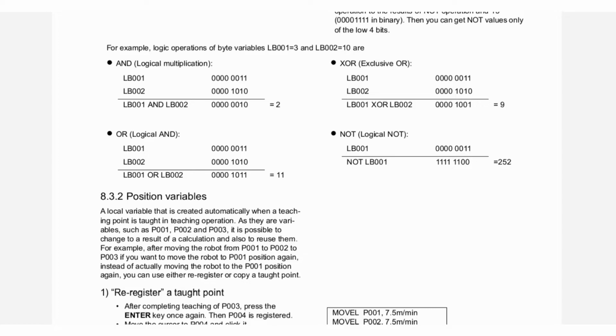XOR, exclusive OR: LB001 is 00000011, LB002 is 00001010, LB001 XOR LB002 is 00001001, which is equal to 9. NOT, logical not: LB001 is 00000011, NOT LB001 is 11111100, which is equal to 252.